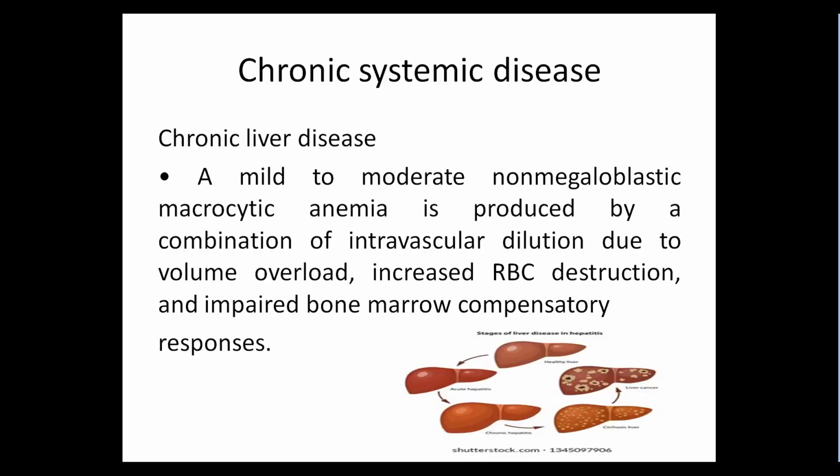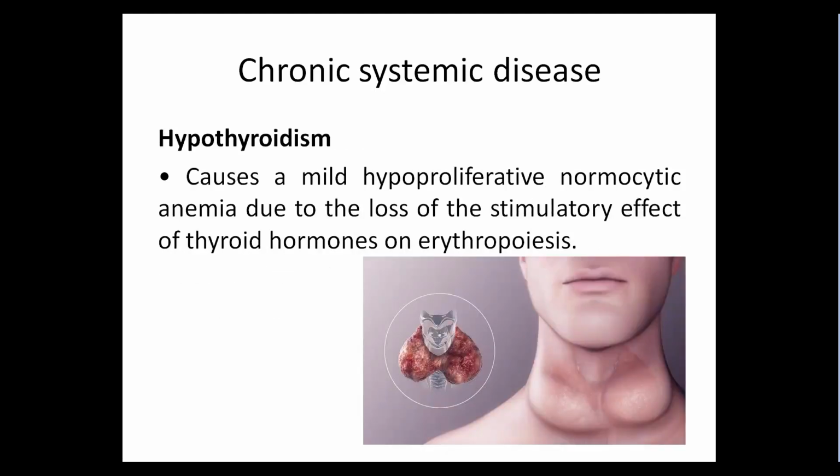Chronic liver disease. A mild to moderate non-megaloblastic microcytic anemia is produced by a combination of intravascular dilution due to volume overload, increased red blood cell destruction, and impaired bone marrow compensatory responses. Hypothyroidism is a cause of mild hyperproliferative normocytic anemia due to the loss of the stimulatory effect of thyroid hormones on erythropoiesis.